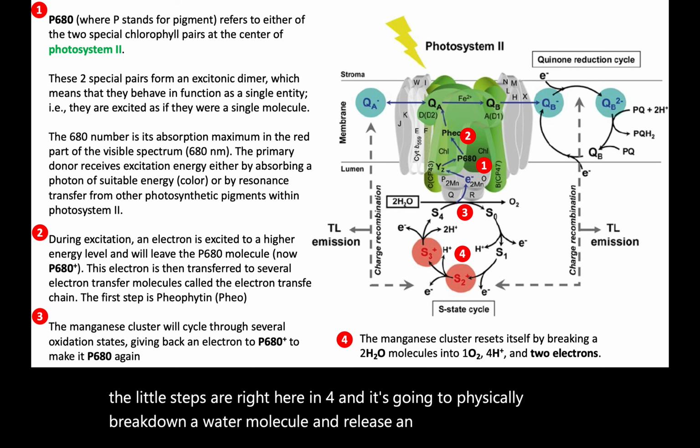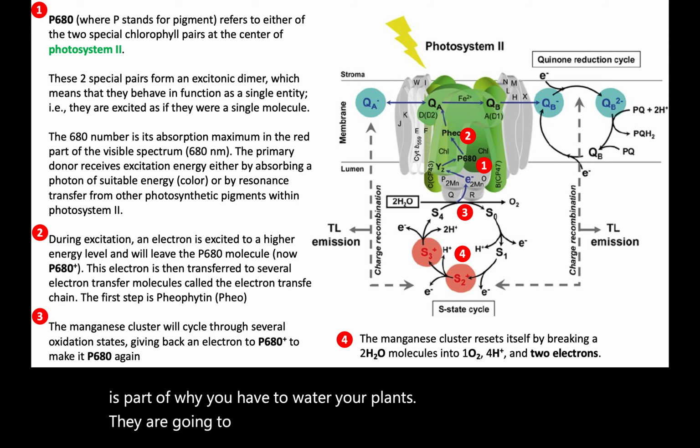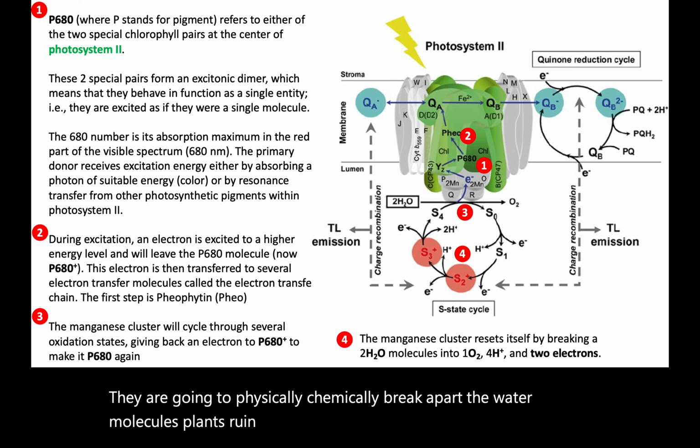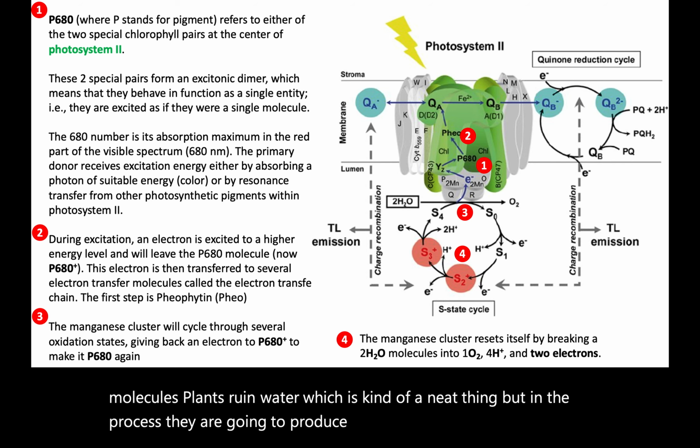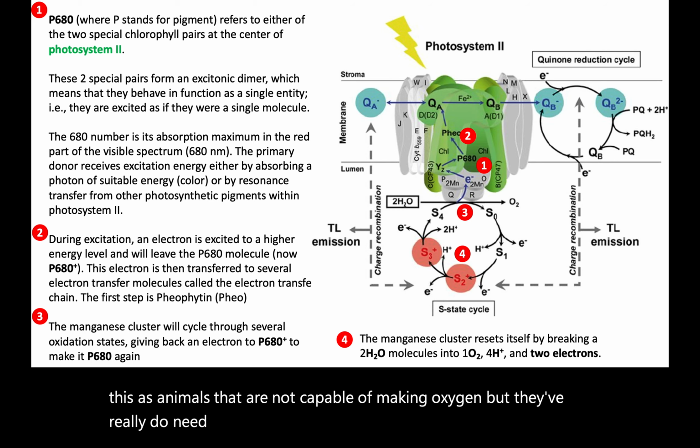So this is part of why you have to water your plants. They are going to physically, chemically break apart the water molecules. Plants ruin water, which is kind of a neat thing. But in the process, they're going to produce oxygen. And so we benefit from this as animals that are not capable of making oxygen, but that really do need oxygen. So yeah, that's how it works. That's how basically life is possible on this planet.